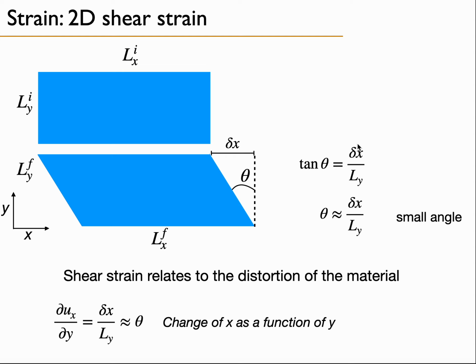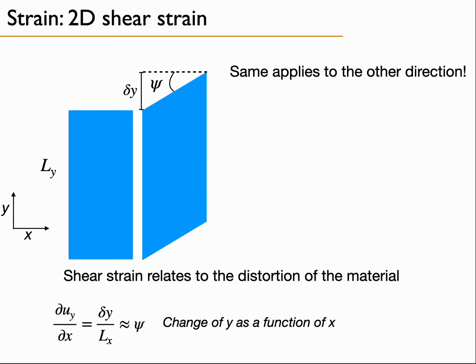So the tangent theta is delta x divided by Ly, and if we make the approximation that it is a small angle, theta is equal to delta x divided by Ly. So dux dy is approximately theta.